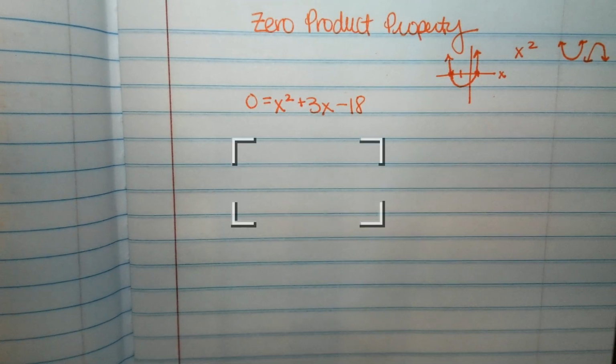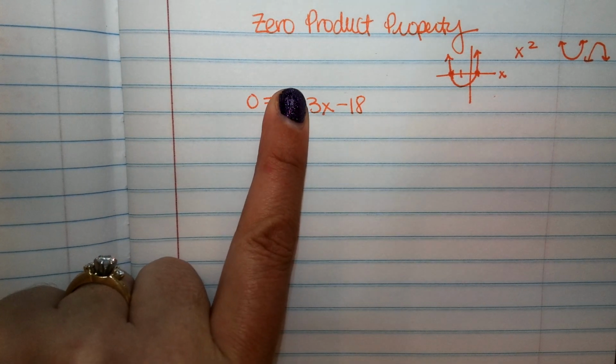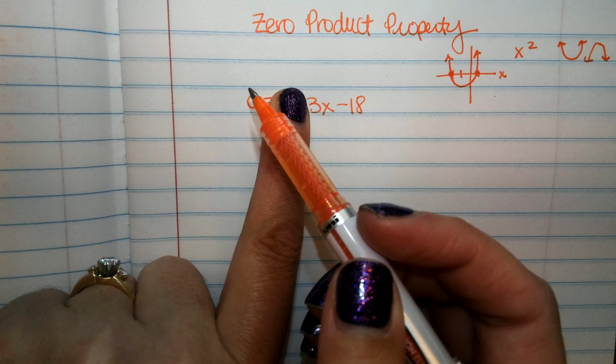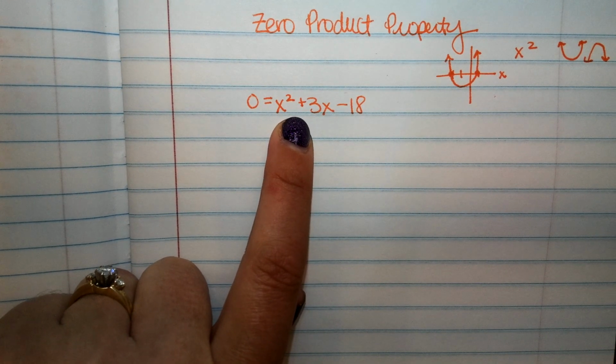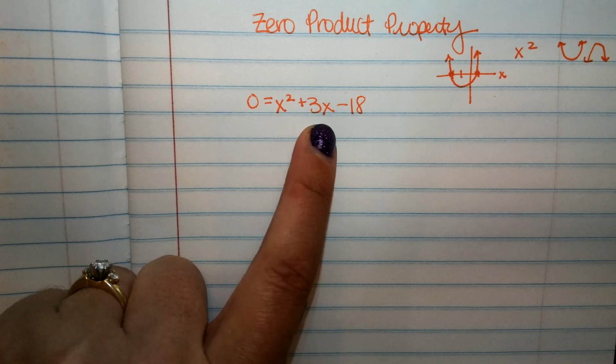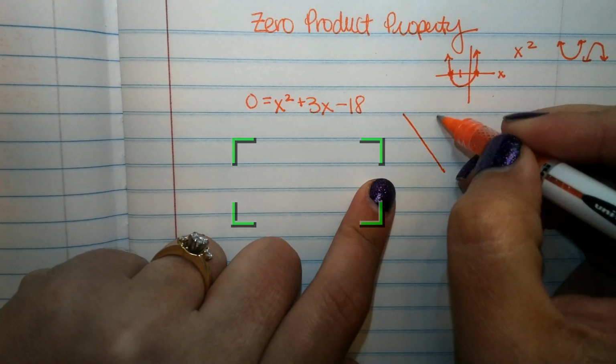Now, if this was a typical equation without the x squared, we would just add the 18 over and then divide by 3 and we'd solve for x. However, it's a little bit more difficult when we have the x squared and we have an x. So we're going to factor.